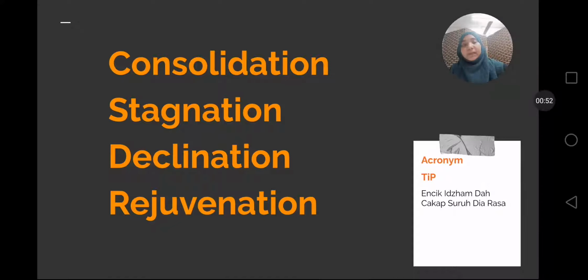And so I have a little tip here. If you wish to remember these 7 stages, you can use this acronym, which is Encik Izham dah cakap suruh dia rasa. E, Encik is for exploration, I is for involvement, dah for development, consolidation is cakap, and then suruh is stagnation, dia is for declination, rasa for rejuvenation. Encik Izham dah cakap suruh dia rasa. This is just suggestion. If you have another acronym, you can use it to your preference.